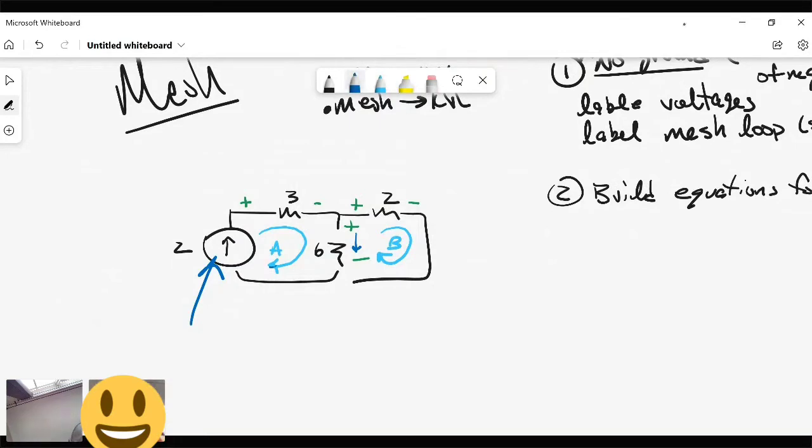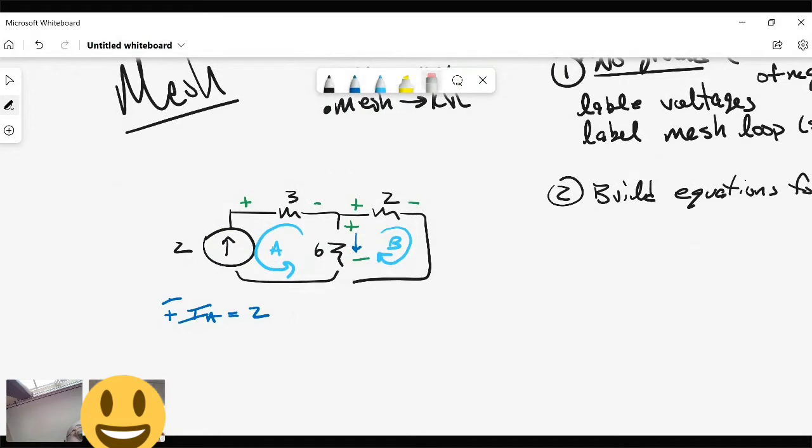You see how IA is coming up and through it? You see how there's no other mesh loop touching that current source? That means IA has to be 2, because that's the only current interacting with it. So you would literally say IA equals 2. And I'm going to put a plus IA because IA is going in the direction of the 2, upward. Whereas if I were going downward like this, I would have had to say negative.